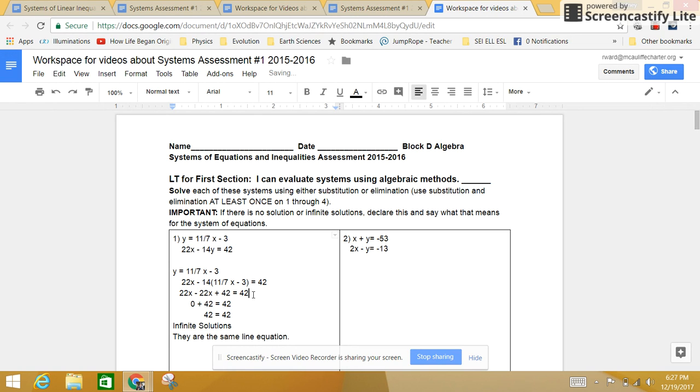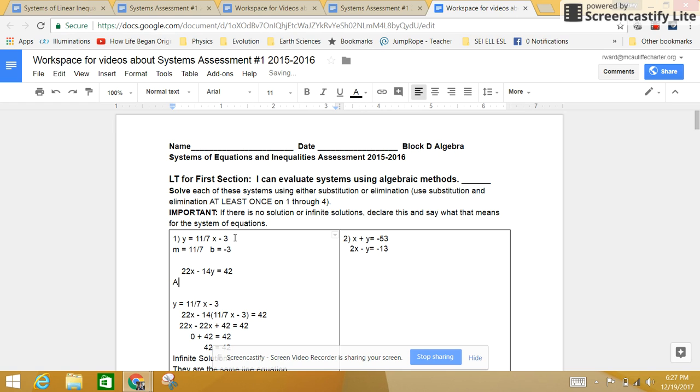Okay, so you might be wondering, how can I have two different equations of the same line? Well, this is in the slope-intercept form. There's my slope of 11/7, and there's my y-intercept of negative 3. So I'm going to make a note that my slope equals 11/7, and my y-intercept equals negative 3.